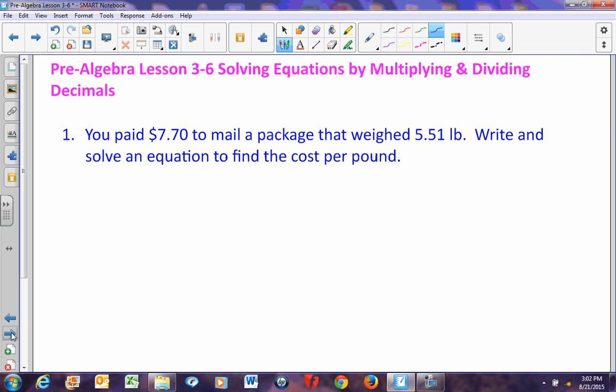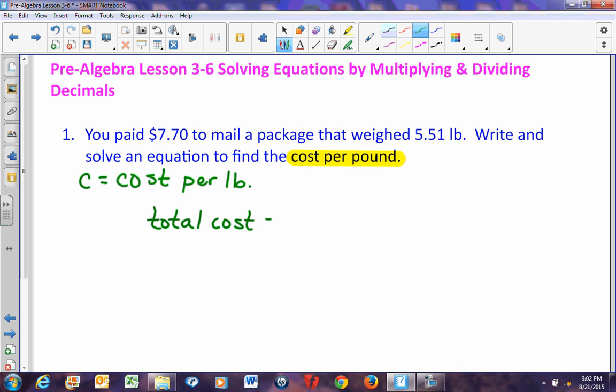Now we can also do word problems. Let's say you paid $7.70 for a mail package that weighed 5.5 pounds. Write and solve an equation to find the cost per pound. Okay, here we go, cost per pound. So I'm going to let C equal the cost per pound. My total cost equals my cost per pound multiplied by the weight.